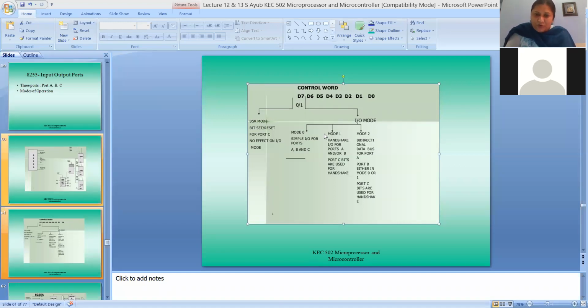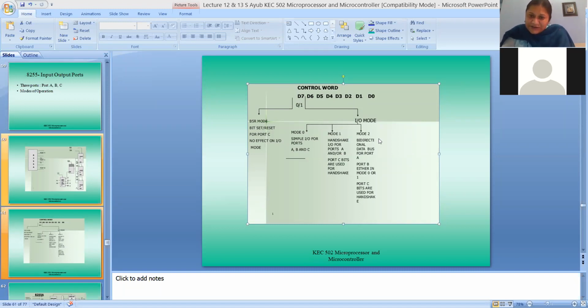That means each port can be assigned as input port, each port can be assigned as output port. But mode 1 is handshake mode. That means it is handshake for port A or port B. So port C bits are used for handshaking signals. Handshaking means they are requesting something from those particular ports. So these handshake signals are given through port C, and port A and port B are used in this particular mode 1. And mode 2 is bidirectional.